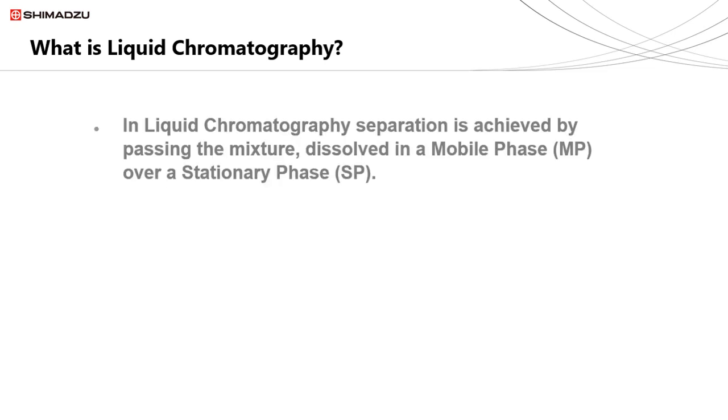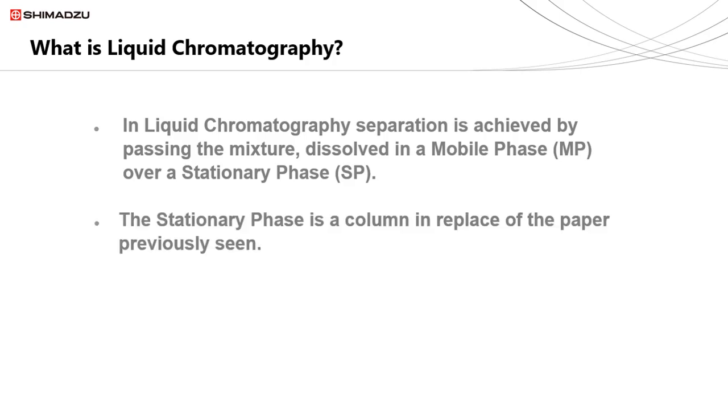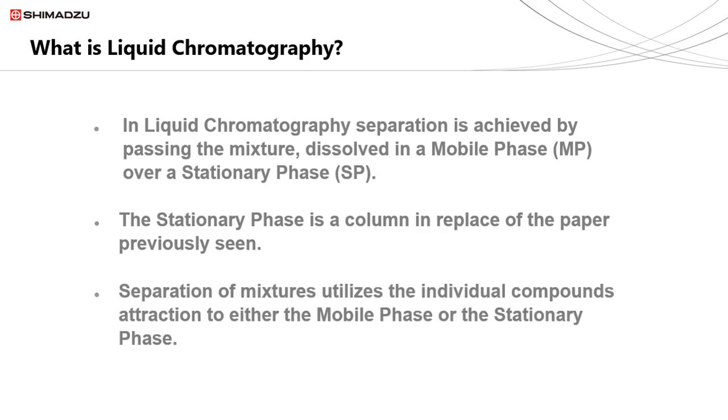So what is liquid chromatography and how does it differ to our paper chromatography example? Well, liquid chromatography still uses a mobile phase and a stationary phase. The paper stationary phase is now replaced by a column packed with particles. The separation is still achieved by the compound's varying attractions to the mobile and stationary phase.